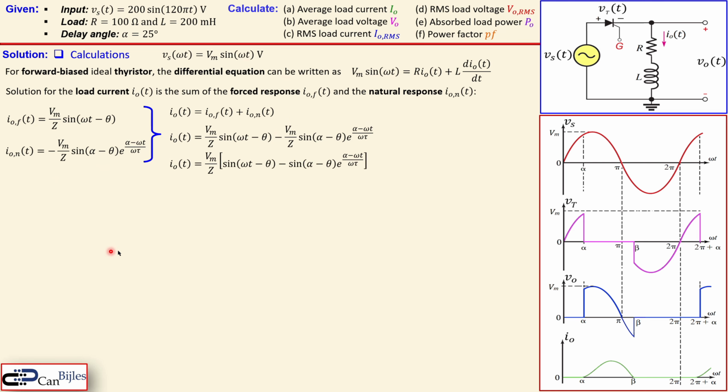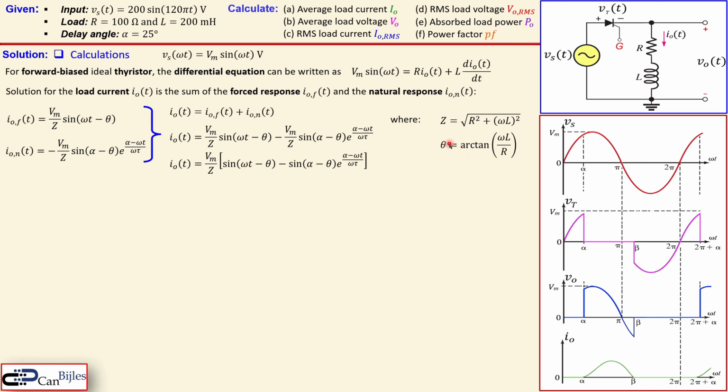When you now combine them together, because they have similar parameters like the Vm over z, we can take it out, and then you have this expression. Now here again, we see the z, which is our impedance, as the absolute value, which is the square root of the resistor squared plus the reactance squared, which is here omega L of the inductor.